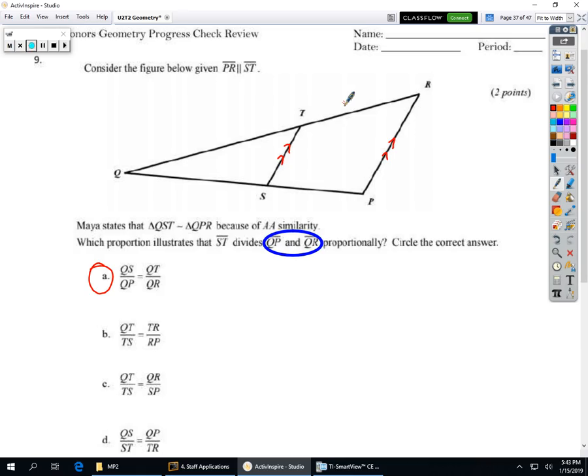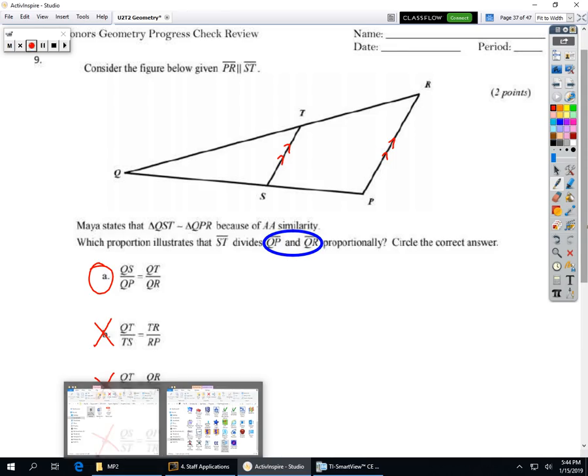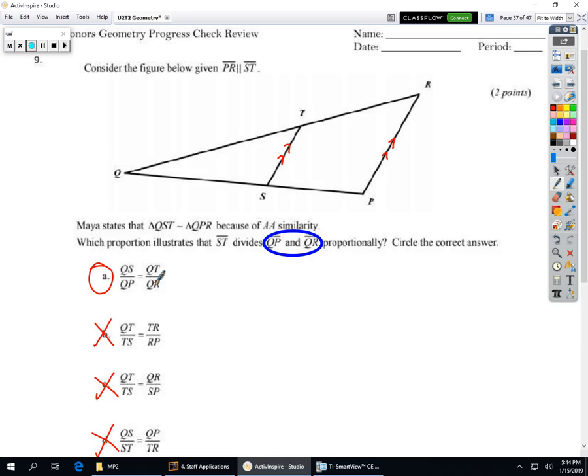The second one, QT over TS and TR over RP, don't work there. These aren't working. If I said QR over RP, QT over TS versus QR over SP, that doesn't mean anything. The rest of these actually don't really mean anything. So this actually ends up being the only one that works. If we had an equation and you had to solve a problem like this, this is the only proportion that you would be allowed to use.